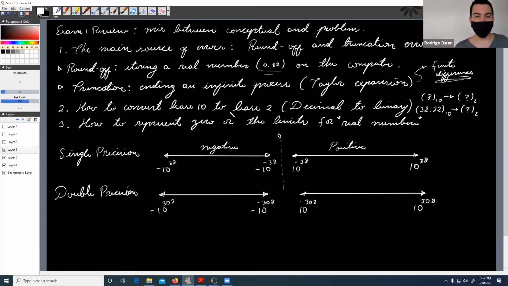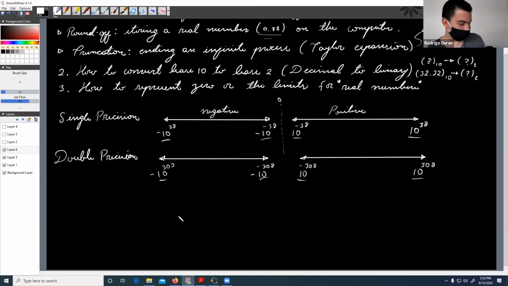How do you represent zero? You represent it like this or like this in single precision, like this or like this in double precision. The largest value that you can represent in single precision will be this. The largest value that you can represent in double precision will be this. And again, if they say what is the largest negative value, then it will be these two. If they say just what is the largest value, then just assume that it's the positive.